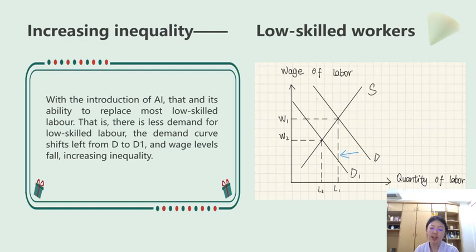Okay, now let's analyze another situation, which is increasing inequality. Now let's start with the low-skilled workers first. With the introduction of AI, we know its ability is to replace most low-skilled labor. That is, there's less demand for low-skilled labor, and the demand curve will shift left from D to D1, and the wage level will fall, and this will increase the inequality.